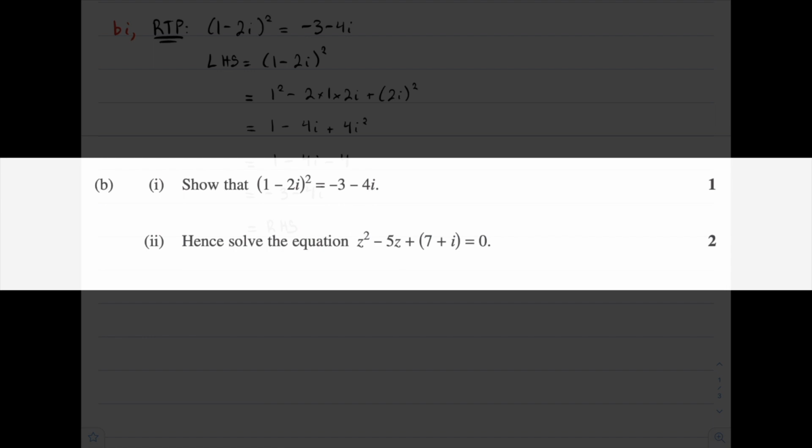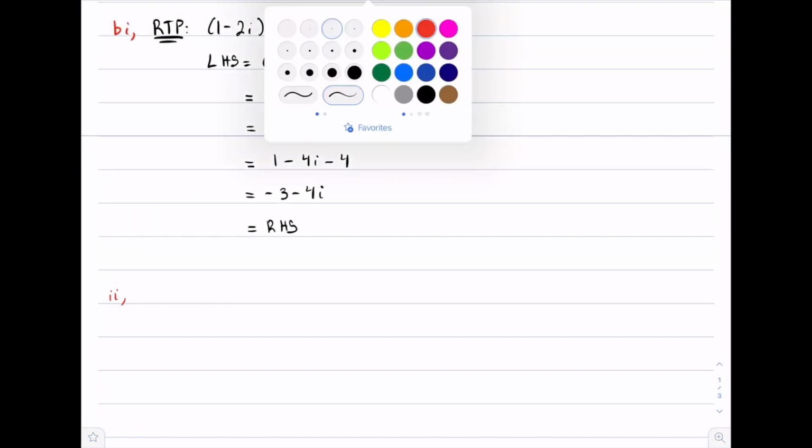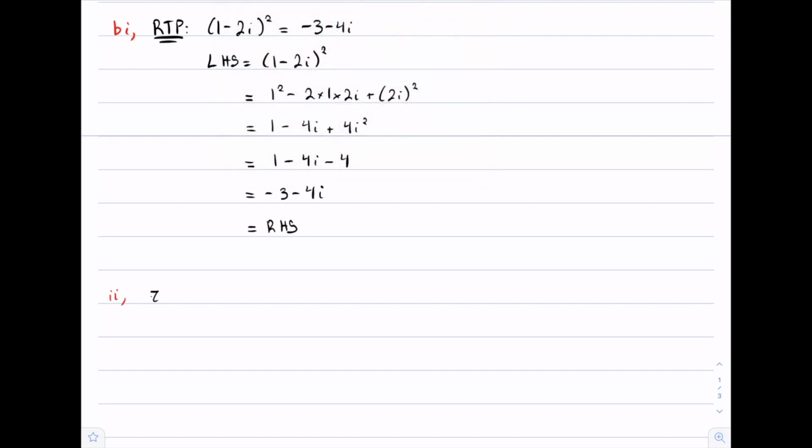And then the second part says, hence solve the equation z squared minus 5z plus 7 plus i equals 0. So let's write that equation down here. We've got z squared minus 5z plus 7 plus i. Now, it's not going to be terribly easy to factorize something like this, so it looks like we're just going to resort to the quadratic formula.